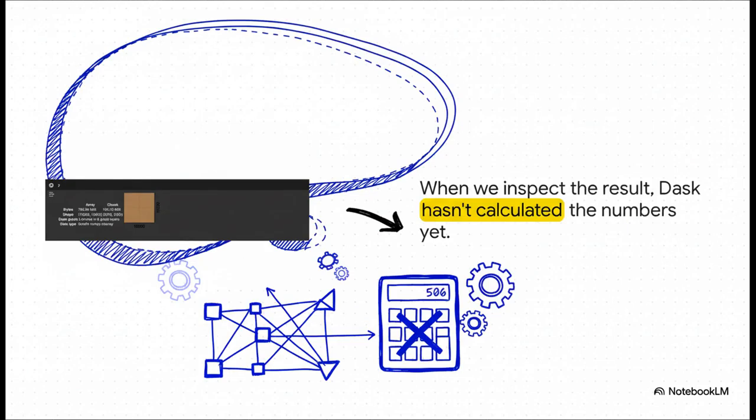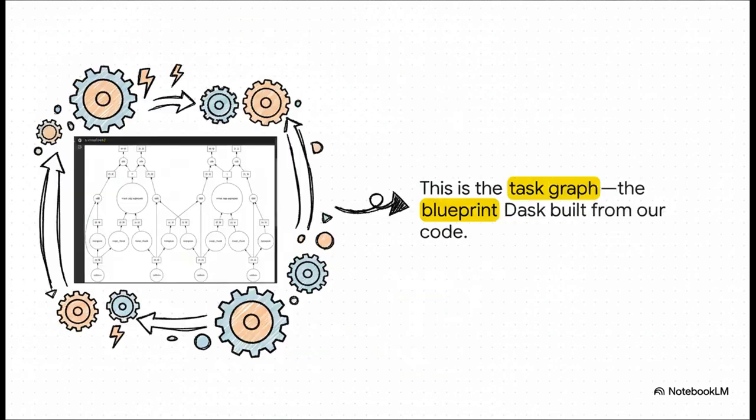Now here is where it gets really interesting. When we inspect our result, y, Dask hasn't actually calculated anything yet. Look at the output. There are no numbers, just a description. All it's done is record the plan, the task graph, and the shape of what the final array will be. Crucially, no significant memory has been used yet. And if we visualize that plan, this is what we get. This is the task graph Dask built under the hood from that one simple line of code. I know it looks complex, but it's just a highly optimized, step-by-step blueprint for getting our final answer.